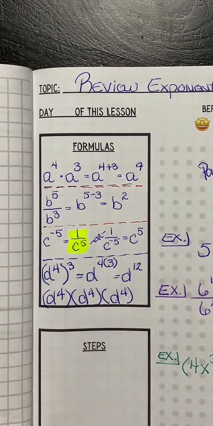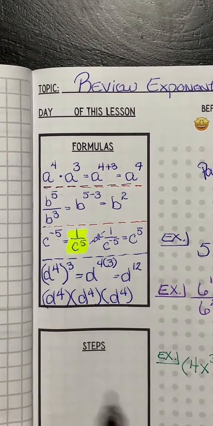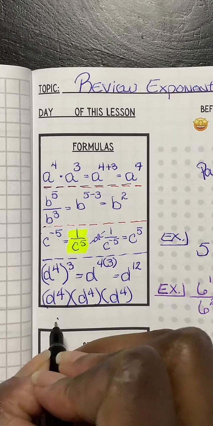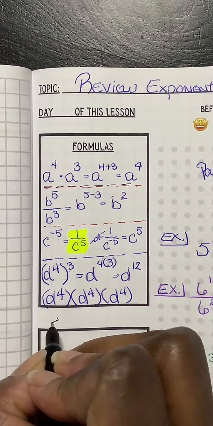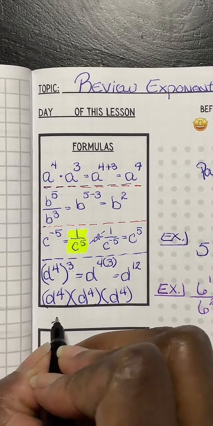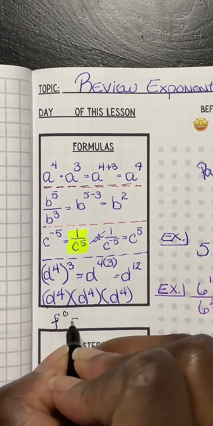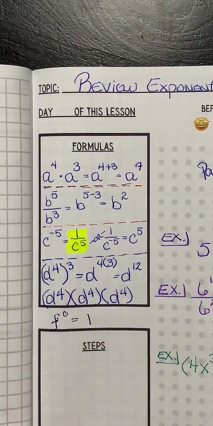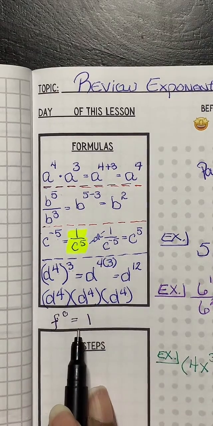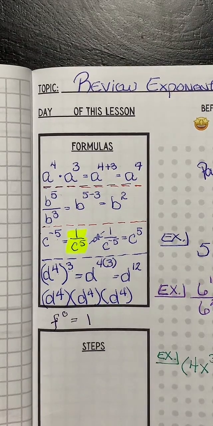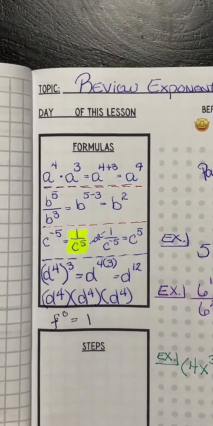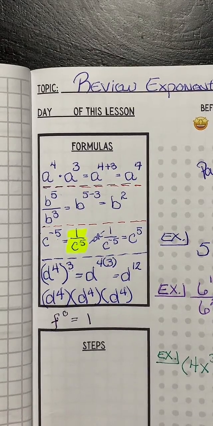There's some other ones, of course. Anyone knows that if you have, I won't use E, I'm going to use F. So if I say F to the 0 power, that will give me 1. Anything raised to the 0 power is 1, not 0. Okay? If you don't remember anything, remember that.